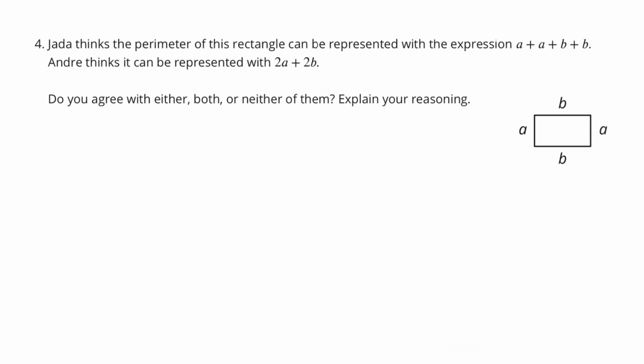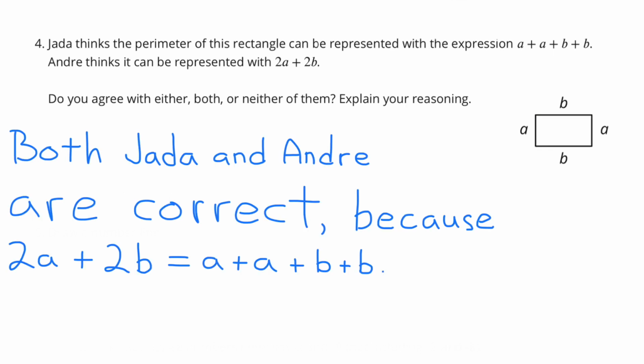Number 4. Jada thinks the perimeter of this rectangle can be represented with the expression A plus B plus B. Andre thinks it can be represented with 2A plus 2B. Do you agree with either, both, or neither of them? Explain your reasoning. Both Jada and Andre are correct because 2A plus 2B equals A plus B plus B.